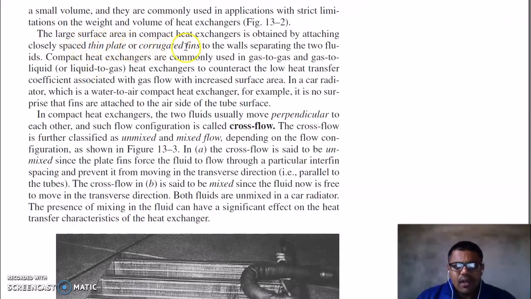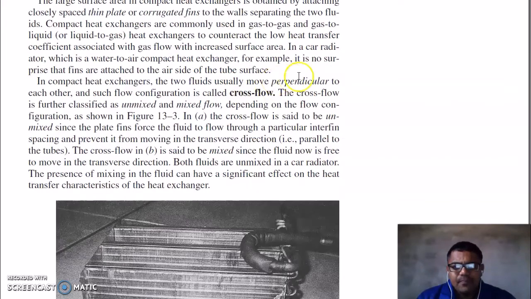Large surface area in a compact heat exchanger is obtained by attaching closely spaced thin plate or corrugated fins to the wall separating the two fluids. Compact heat exchangers are commonly used in gas to gas and gas to liquid applications because the heat transfer coefficient in the case of gas is low, so we need more surface area. In a car radiator, which is a water to air compact heat exchanger, for example, it is no surprise that fins are attached to the air side of the tube.